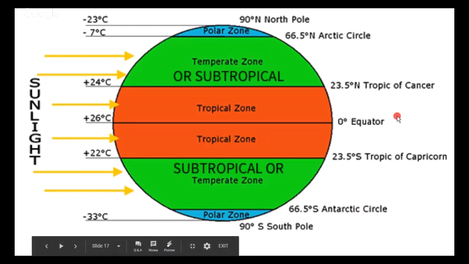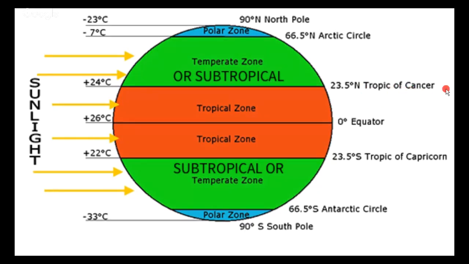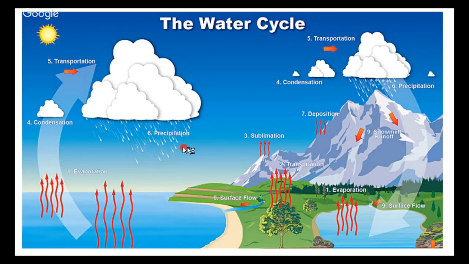So moving on. 23.5 degrees north, that's the tropic of what? Cancer. Anything, the first one above the equator will be the tropic of Cancer, while 23.5 degrees south will be the tropic of Capricorn.